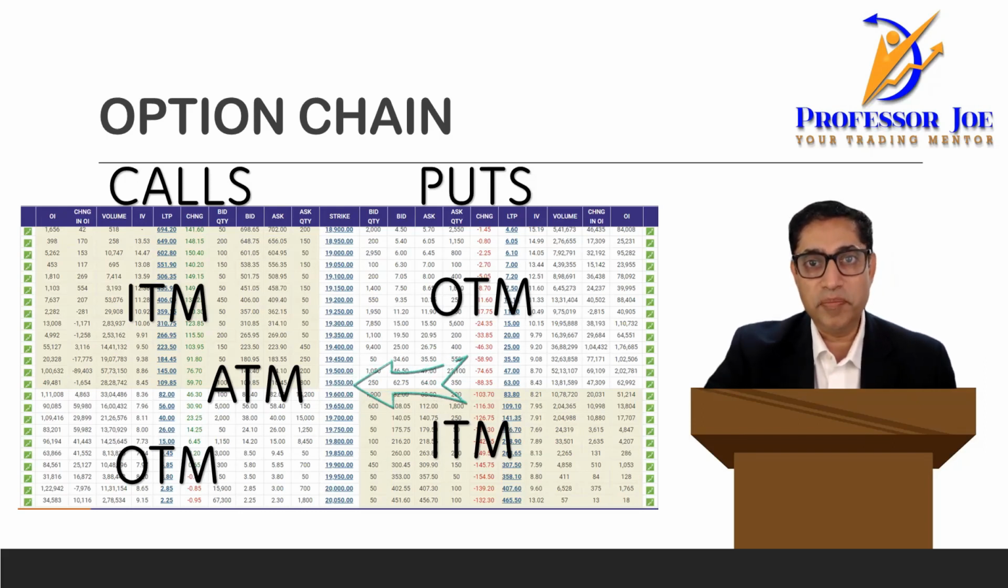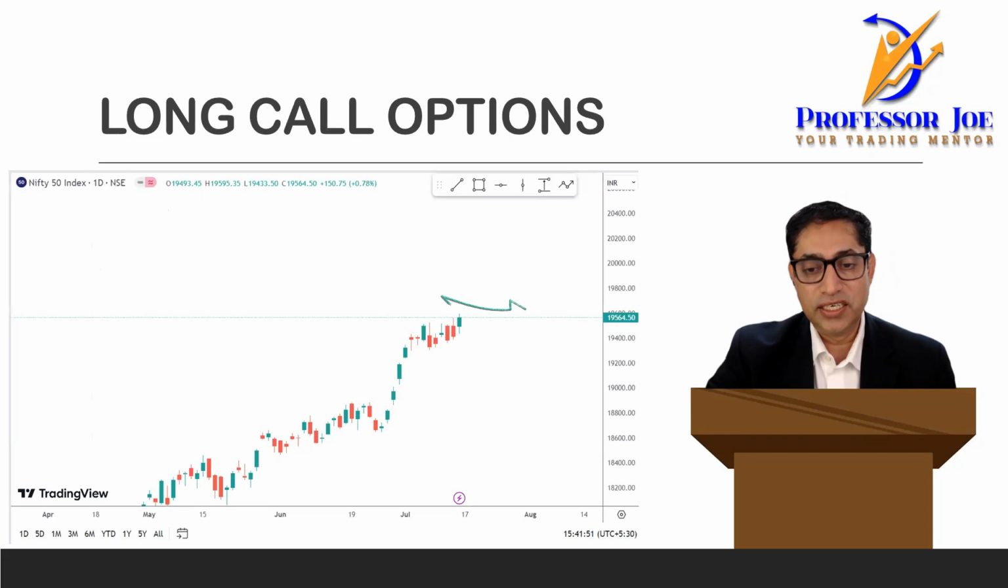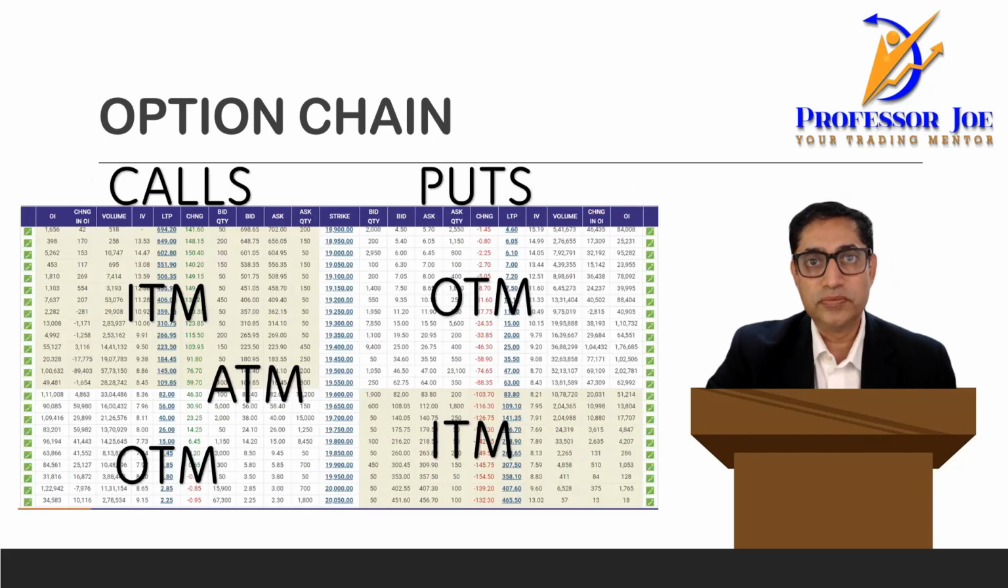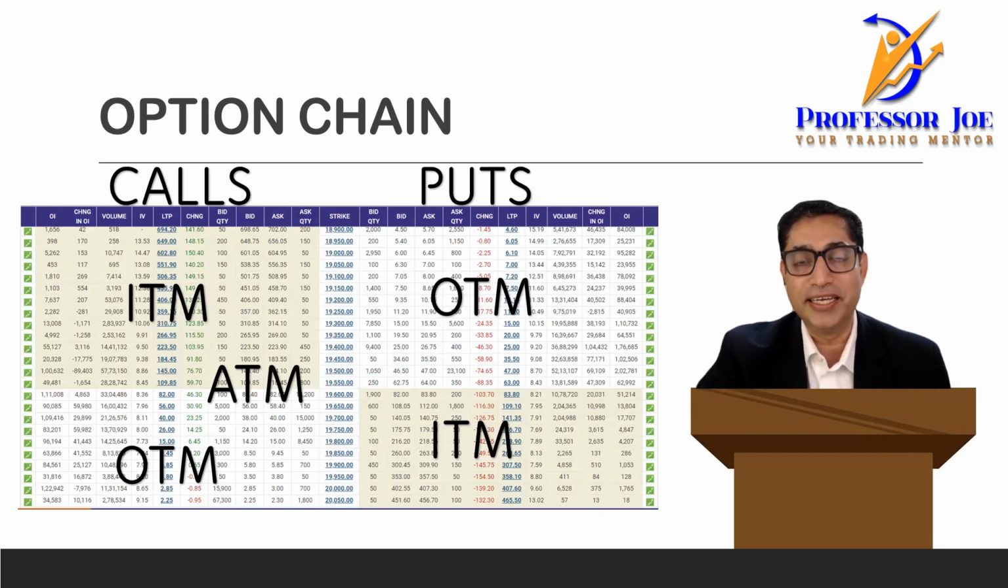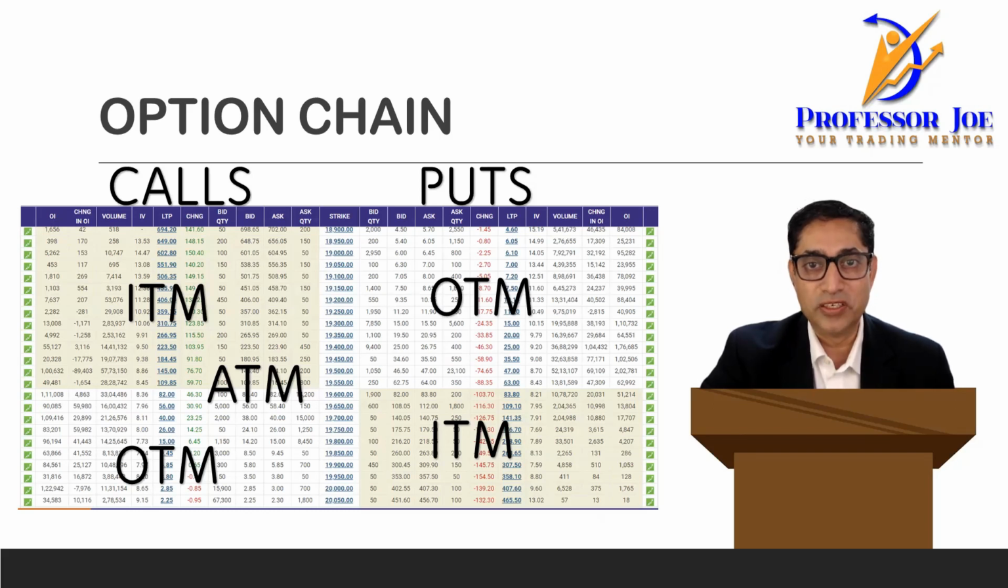Now, if you remember the chart, we'll just go and have a look at the chart one more time. As you can see in the chart, the current market price is 19,564. So ATM over here is 19,550, which is very, very close to the underlying current market price. So ATM is always close to the current market price.